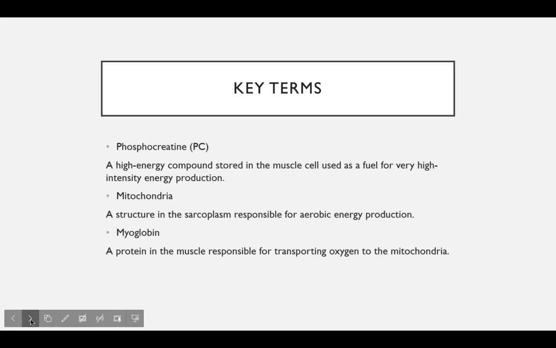So I need questions on the 3 muscle fibre types, 2 or 3 questions per muscle fibre type, as well as questions on these key terms in front of you now.